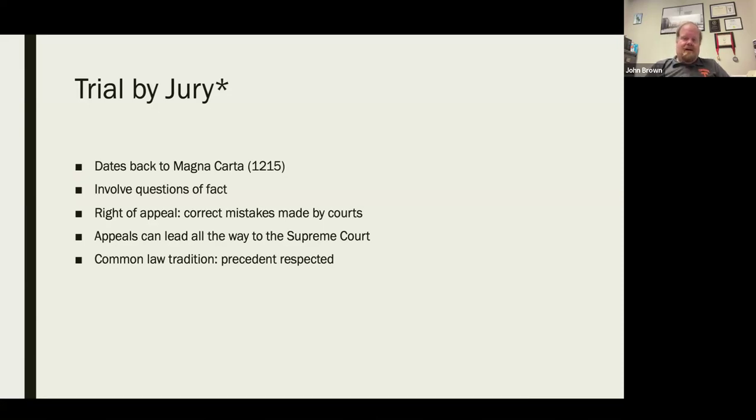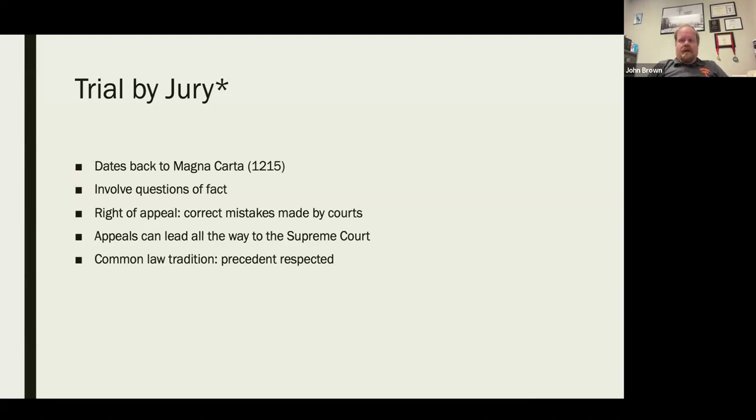Of course, jury trials for criminal cases in the United States involve 12 jurors, and they all have to agree on a decision. They involve questions of fact, and you have the right to an appeal if convicted. An acquittal cannot be appealed. A conviction, however, can be appealed. And what this means is you ask a higher court to review the decision of the lower court.